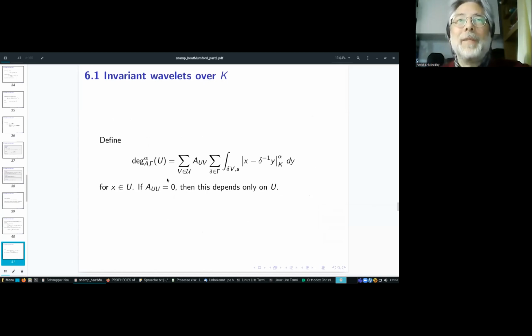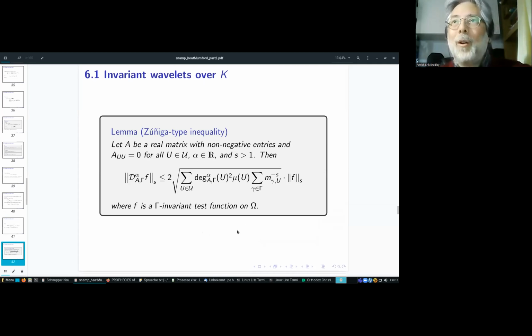And we could again define the degree as before. Everything is gamma invariant, and if the matrix has 0 diagonal, then this will depend actually only on U if x is in U. So we have degree, and this should remind you of the degree of a vertex in a weighted graph, right? We'll come to this later.